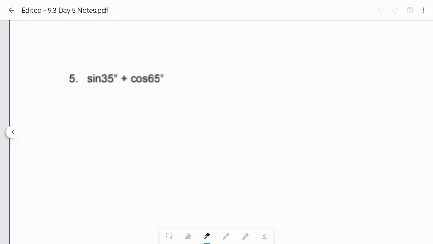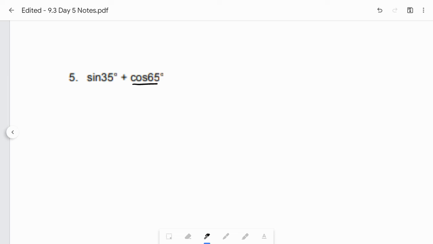Number 5, we have sine 35 degrees plus cosine 65 degrees. So we're going to be using one of our sum to product formulas. But if you look at those formulas, you'll notice that there is not one that shares both a sine and a cosine. So we are going to have to switch either the sine or the cosine.